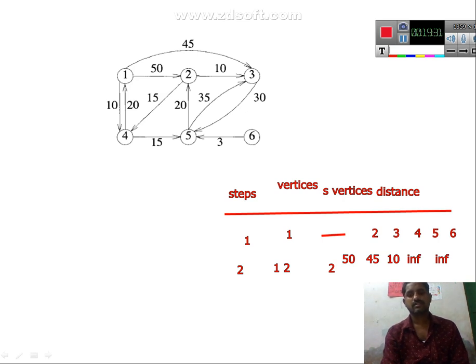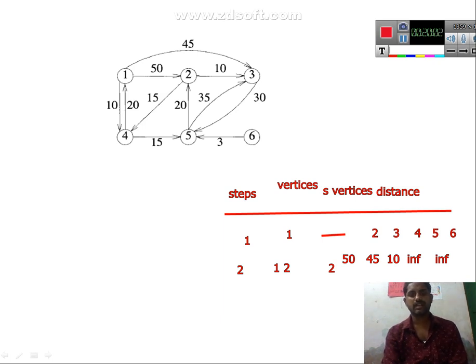Then the first, second is 50 as it is, and go from 3, 45. Go from 2, and 2 to 3 we go for 10. That is, 1 to 3 is 45, and using the second vertex we go from 1 to 2 and 2 to 3 is 60. So 45 is the minimum, and go for 1 to 4 is 10. So there is 1 to 2, 2 to 4, 65 is the minimum.